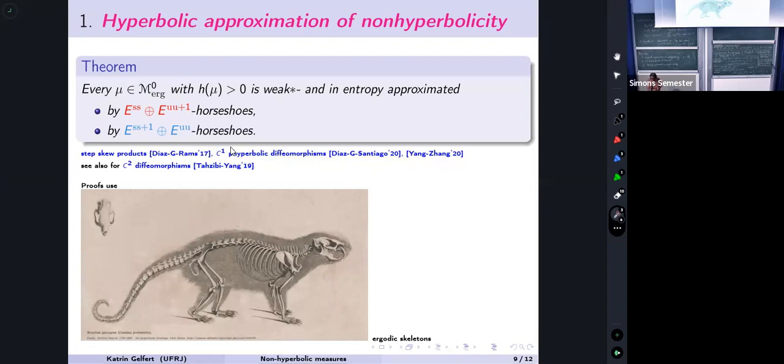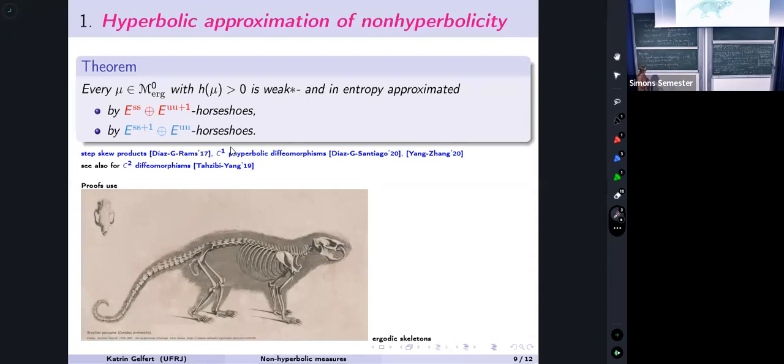Okay, so the proof, I'm not sure if I have time to say something about it at the end, uses ergodic skeletons. So you have your measure, you find a good set of points which approximate it, with cardinality close to the entropy of the measure, and which will approximate more or less the measure. The finite-time Lyapunov exponent is more or less zero, and then you use these axioms to concatenate those orbits and produce by hand your horseshoe.